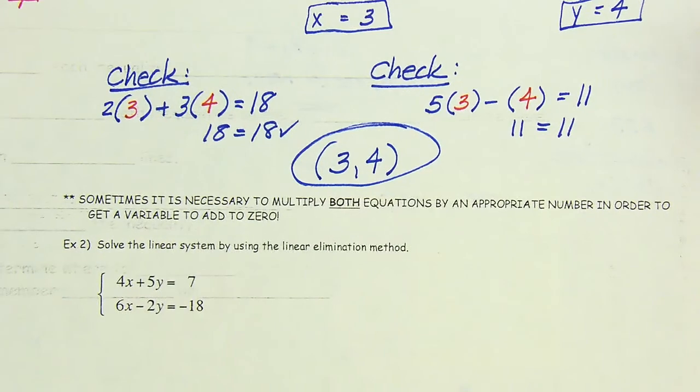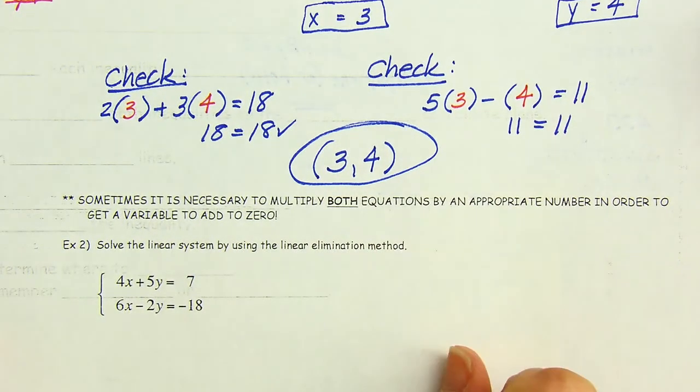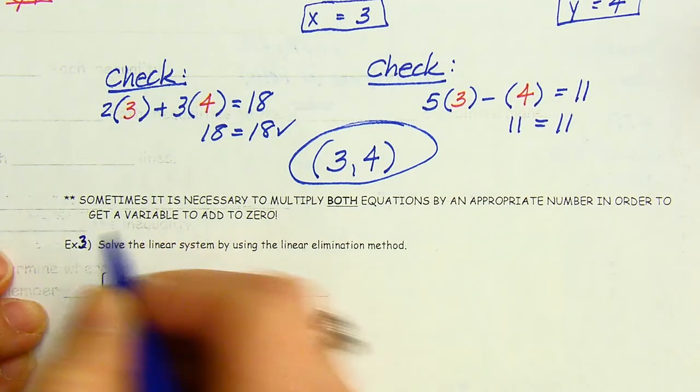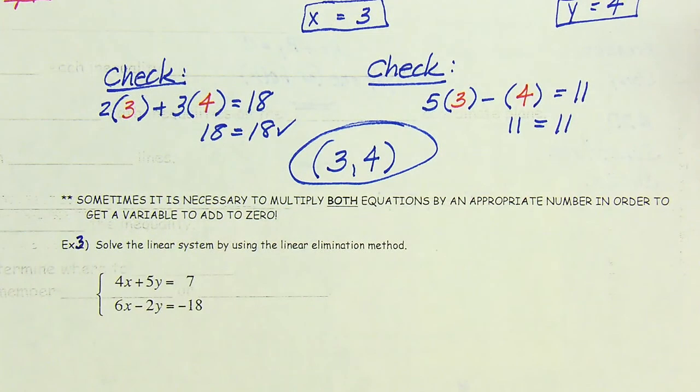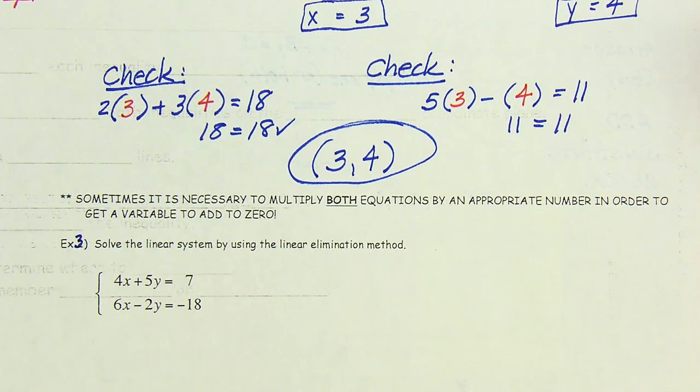Sometimes it is necessary to multiply both equations by an appropriate number in order to get a variable to sum to 0. Now, if you look at this next example, which is technically example 3, it says solve the linear system by using the linear elimination method.